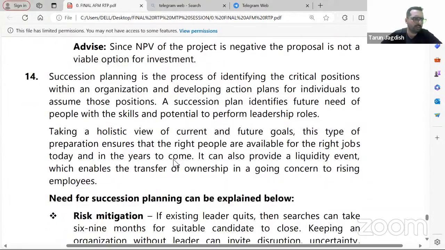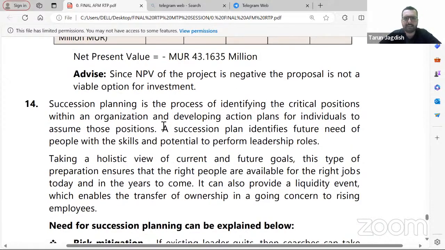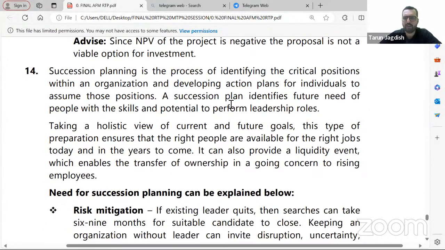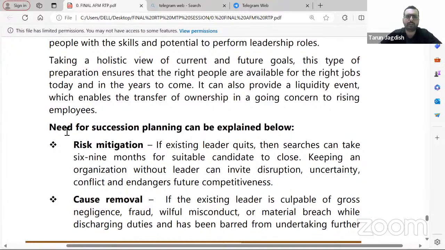Okay, so here they are saying, succession planning is a process of identifying critical positions within the organization and developing action plans for individuals to assume these positions. This identifies the future need of people with skills. So basically, if CEO 1 is leaving, you should have CEO 2 who will be on track. Now they have told the need for succession planning can be explained as below.